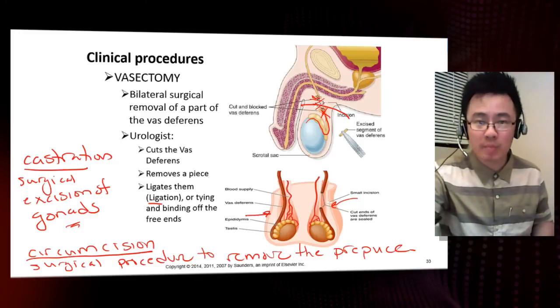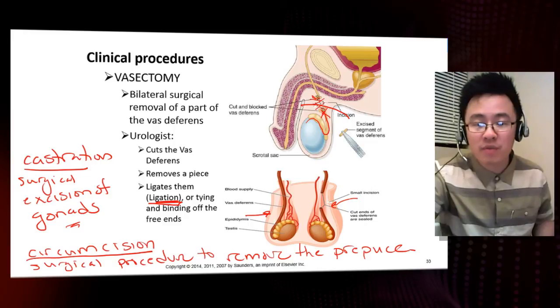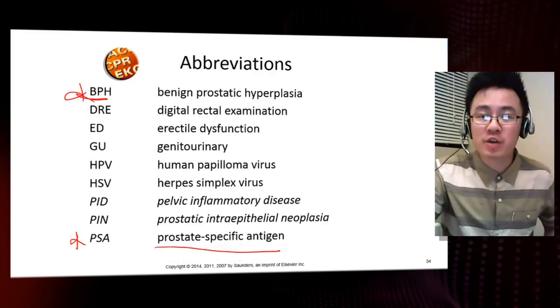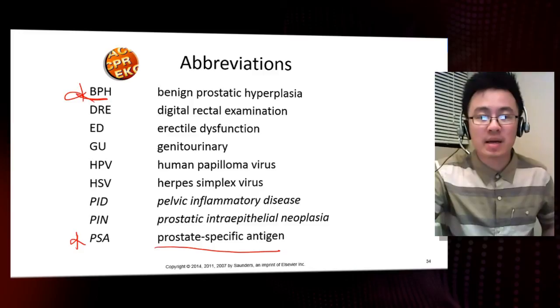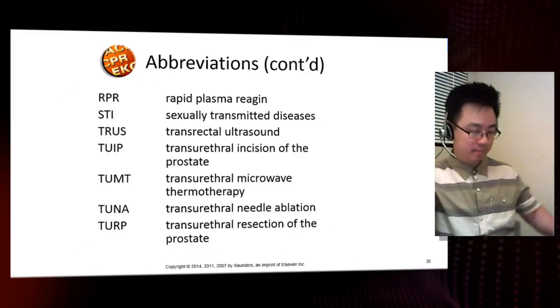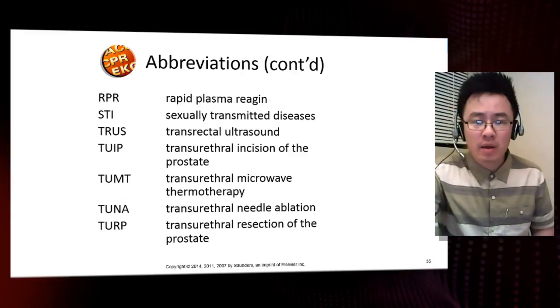By the way, going back to the last slide, the process of tying and binding off the free ends of the vas deferens is known as ligation. So again, BPH for benign prostatic hyperplasia. We have PSA, which stands for prostate specific antigen. We have TUNA, which stands for transurethral needle ablation.